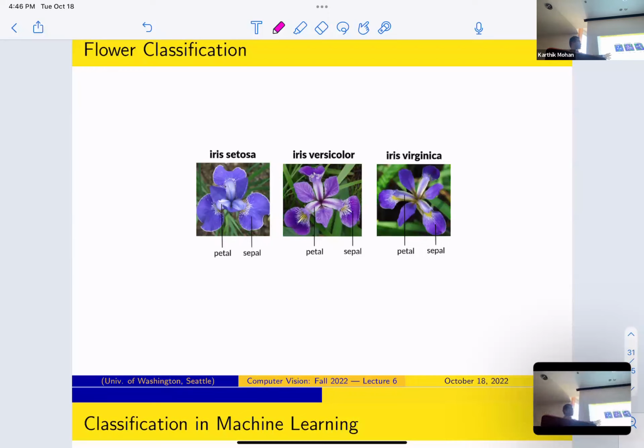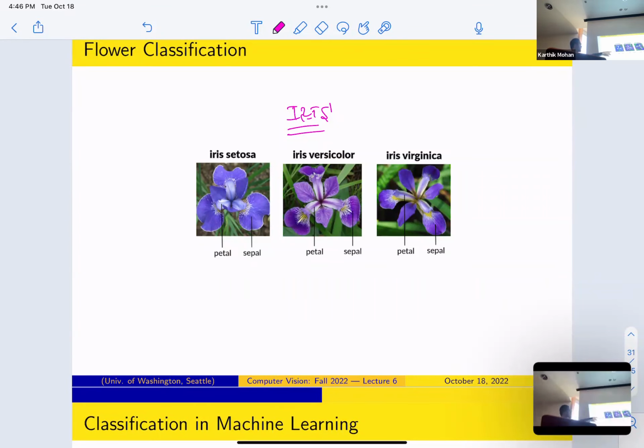So here, in this particular problem, if you see, these are all the iris flower, right? So we're looking at iris. Iris setosa, iris versicolor, and iris virginica are 3 subspecies of iris. They look similar, but there is a difference.